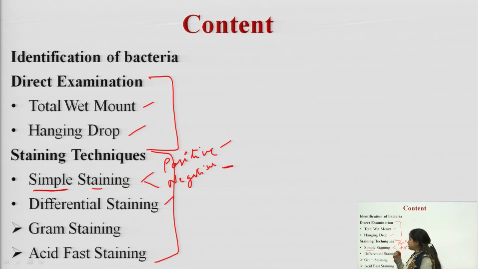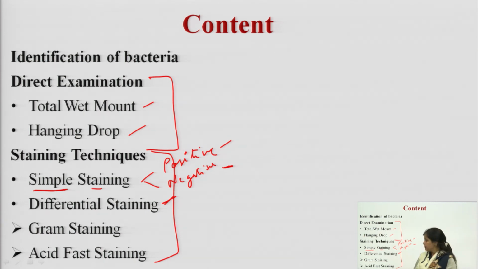Now, what is differential staining actually? What do we do in differential staining? We add more than one dye, more than one staining reagent. In simple staining we were using just a single dye, whereas in differential staining we use more than one dye, so that we will be able to differentiate between various types of microorganisms, various types of bacteria.